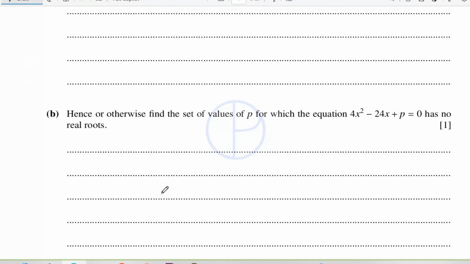Hence or otherwise, find the set of values of p for which the equation 4x square minus 12x plus p equal to 0 has no real root. It has no real root, that means b square minus 4ac is less than 0.